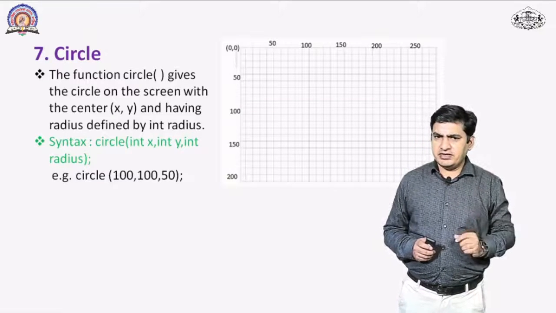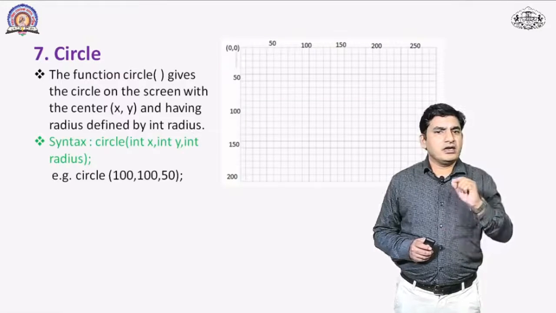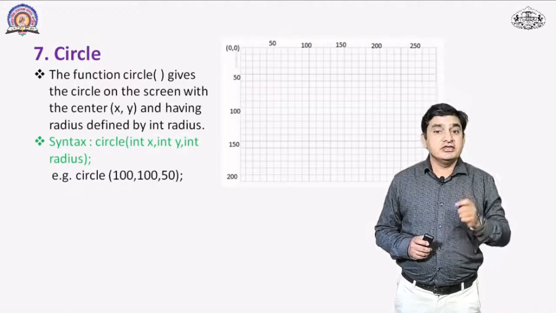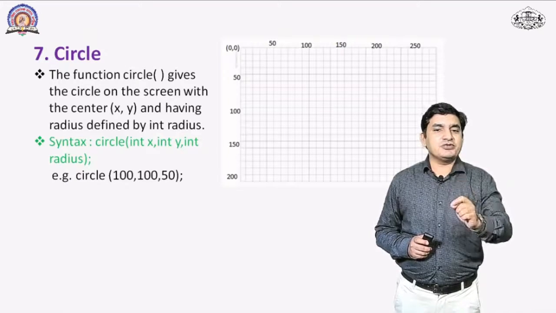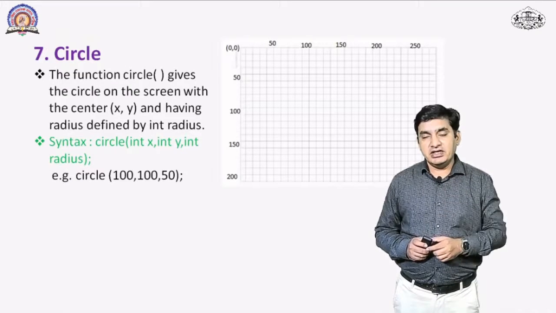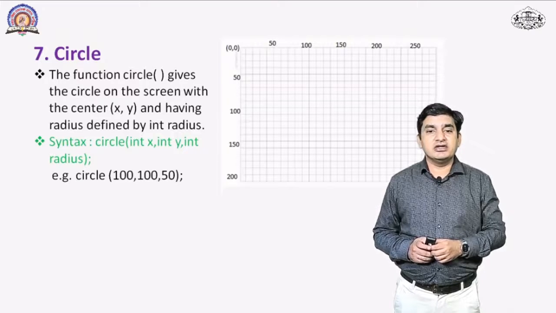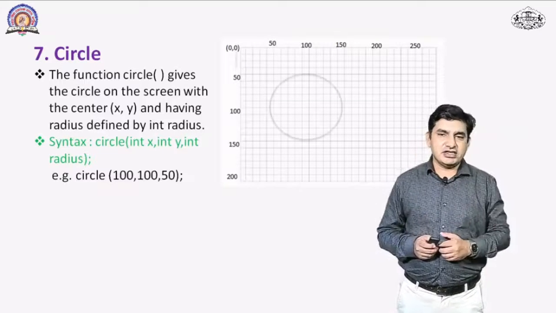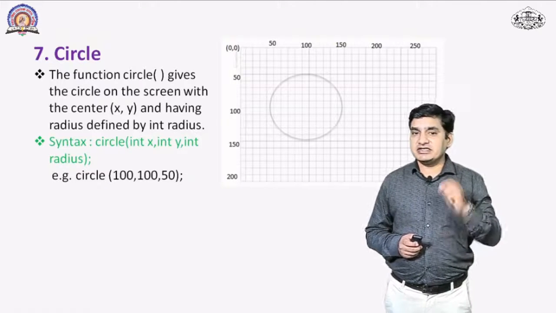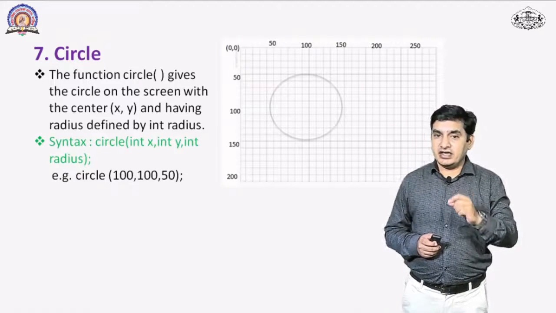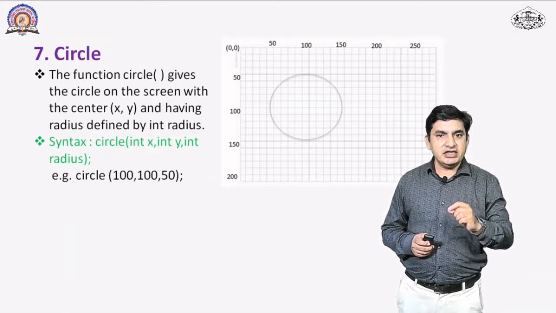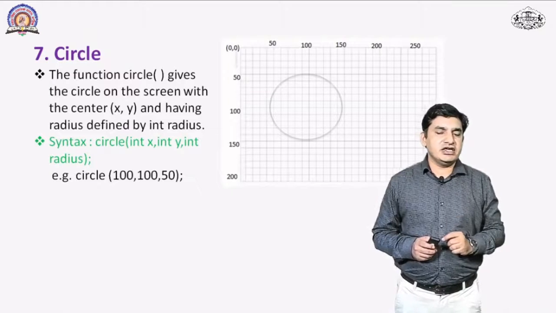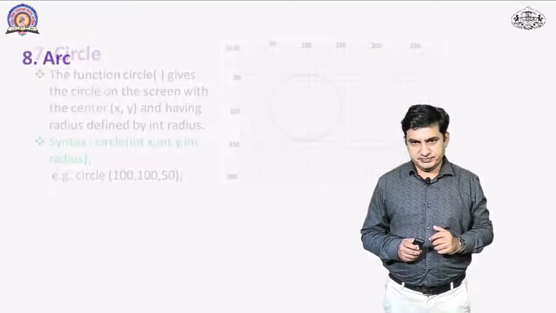In this example, circle(100, 100, 50). This is the center of a circle, and 50 represents the radius of this circle. This is a circle which has center 100, 100, that is x coordinate is 100 and y coordinate is 100, and the radius of the circle is 50.